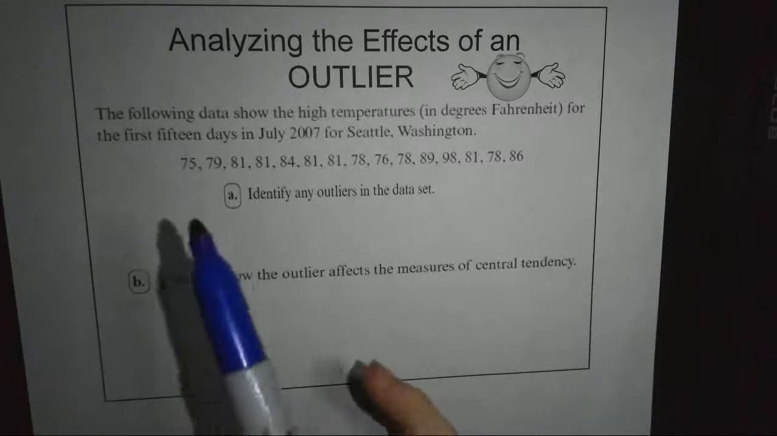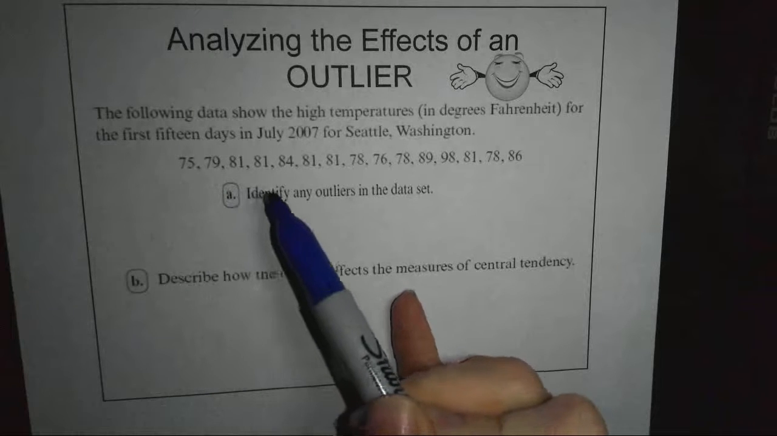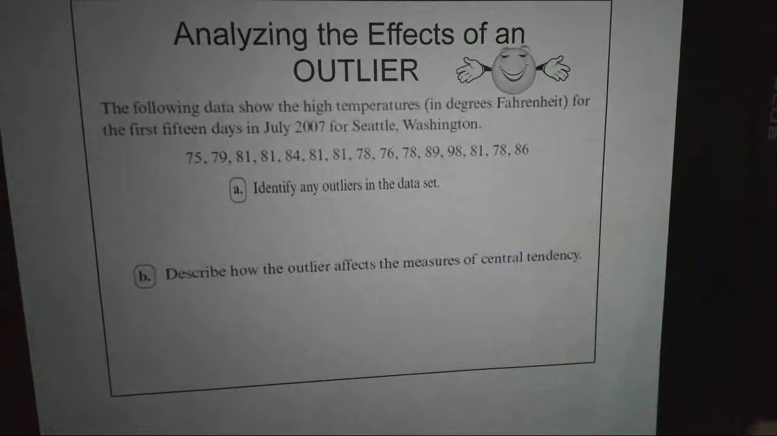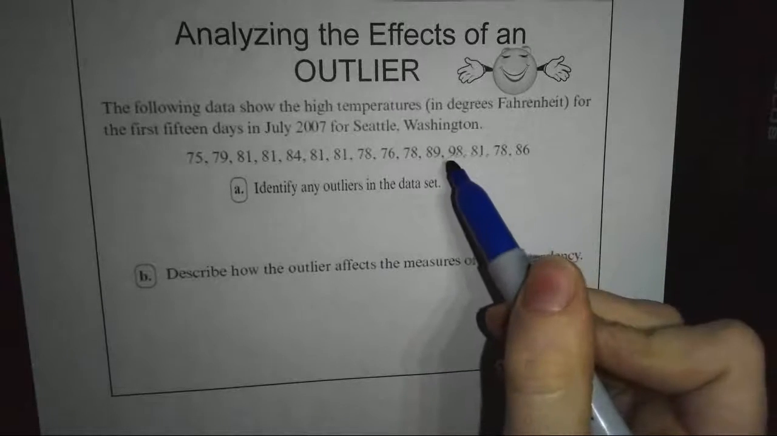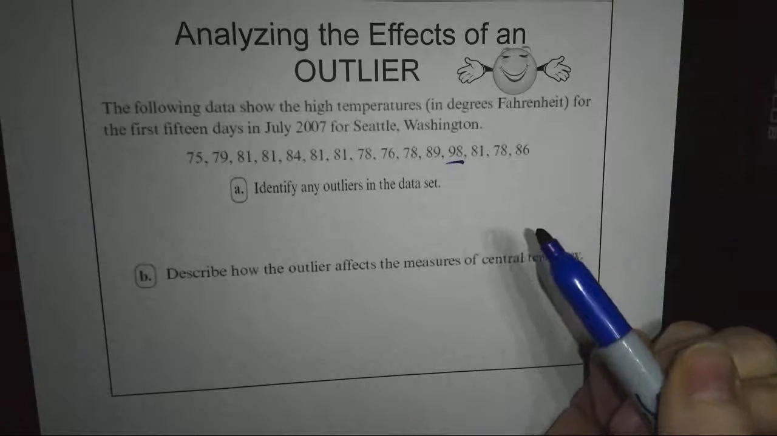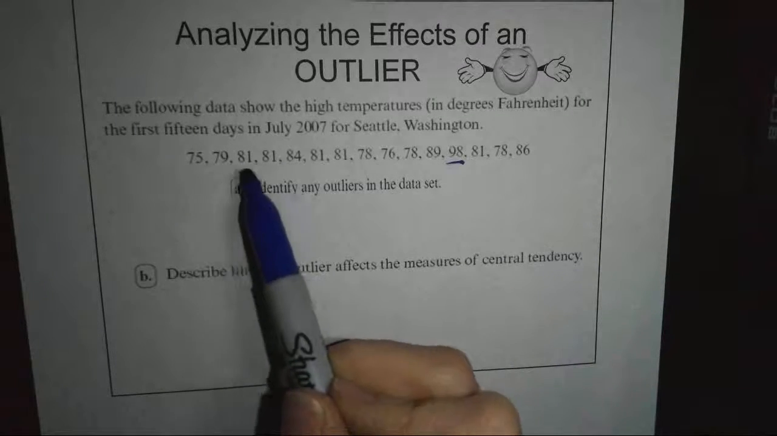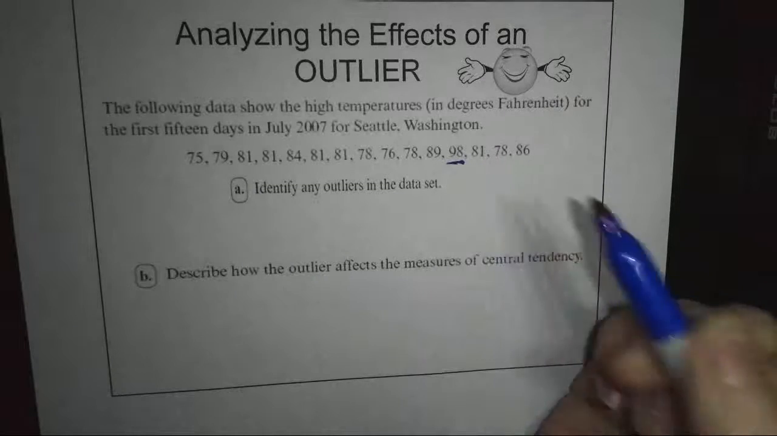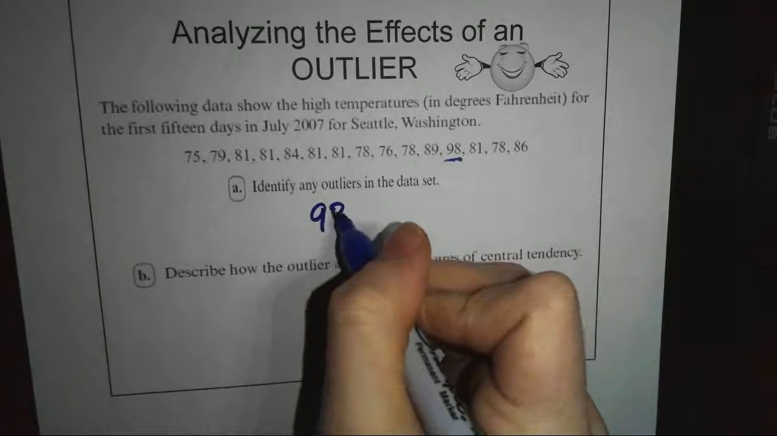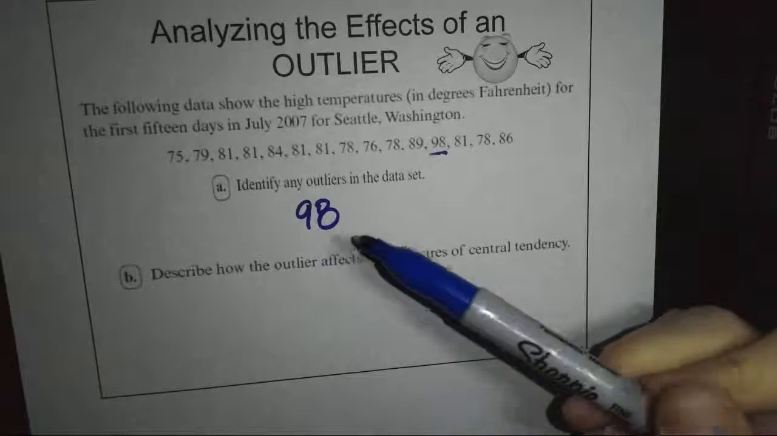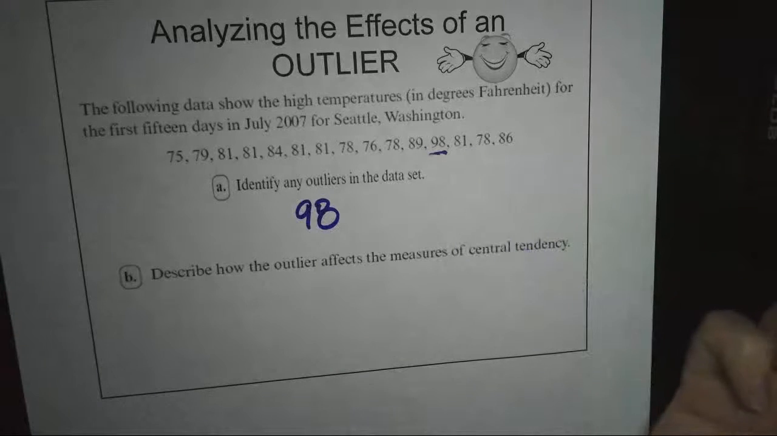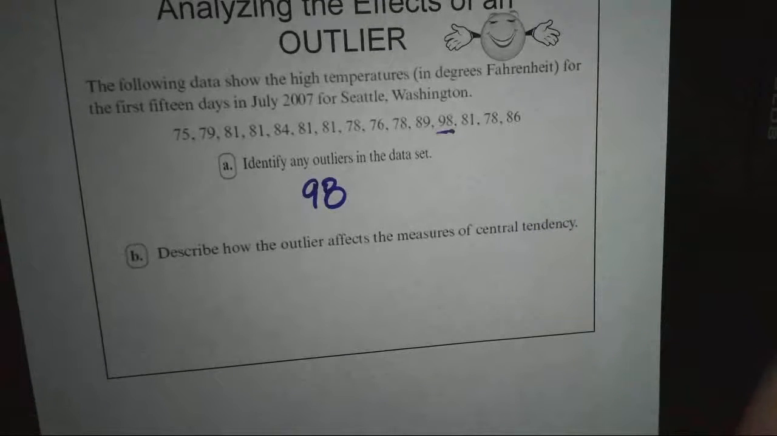So check out our set of data here: 75, 79, 81, 81, 84, 81, 81, et cetera. Notice that we have this one outlier right here, 98. 98 is much higher than the rest of these data values. They're mostly in the 70s and 80s, but then we have this one weird 98. So 98 would be our outlier. We're going to check out how this affects our data.